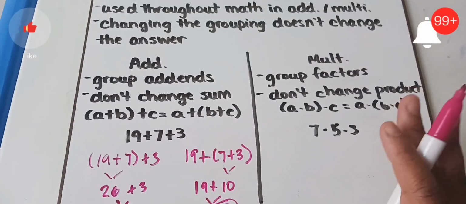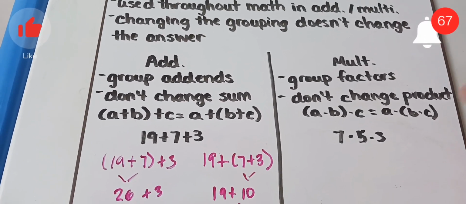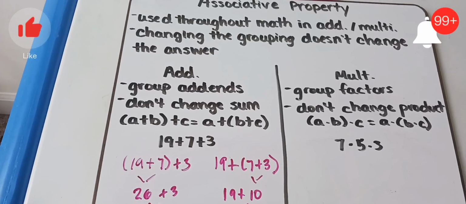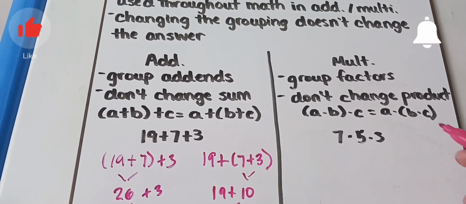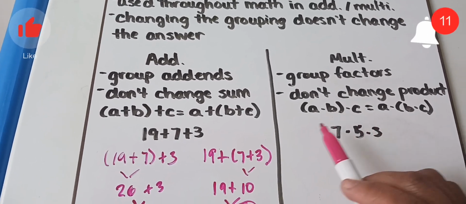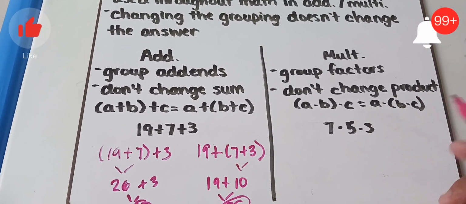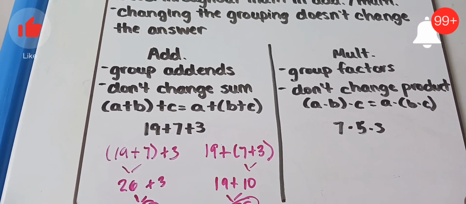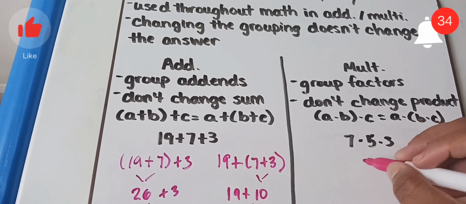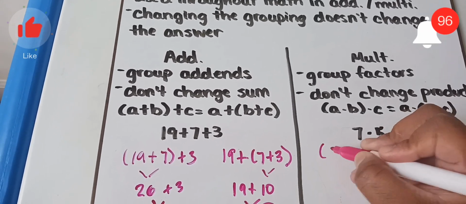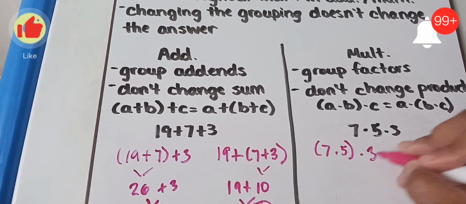Now, as it relates to the associative property for multiplication, what you're still going to do on this side, very similar, is that you're going to group the factors. So this formula simply is (A times B) times C equals A times (B times C). And as you can see, it's grouped. So we have 7 times 5 times 3. Our A times B in the grouping would be the 7 times 5. Outside of that, we're going to do the times 3.